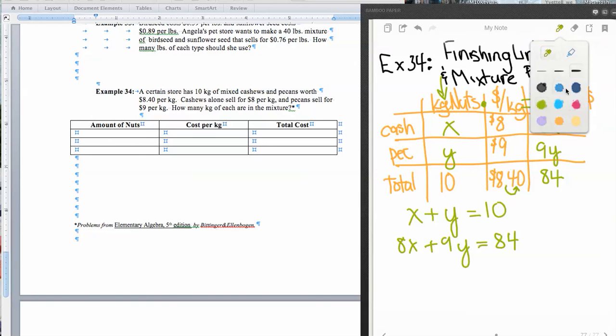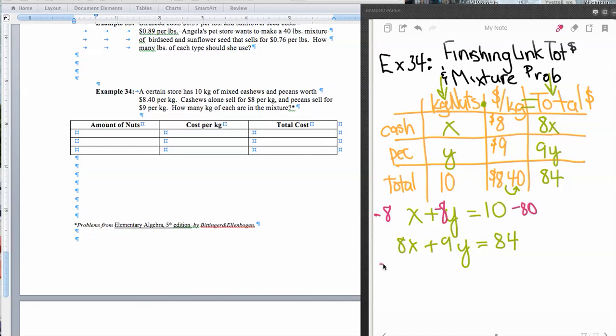So solving this, I'm going to multiply this one through by negative 8. So negative 8 here, and this will give me a negative 80 here. And now I can add these together. Negative 8x and 8x makes 0. Negative 8y and 9y makes y. And negative 80 and 84 makes 4. So now we know how much y is.